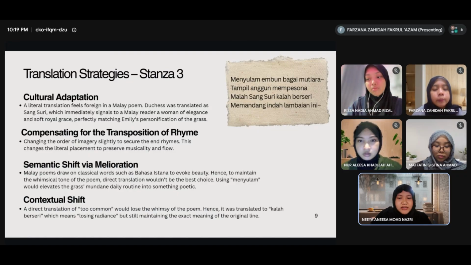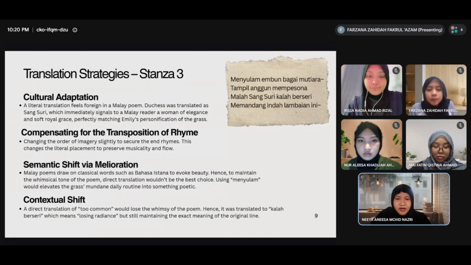personification, the grass appears to dress itself and become elegant. Other than that, Emily Dickinson further emphasizes nature's beauty by suggesting that even a duchess would seem ordinary in comparison. Therefore, this stanza highlights the extraordinary beauty that can be found in simple elements of nature. So the first strategy I use to translate this stanza is cultural adaptation.